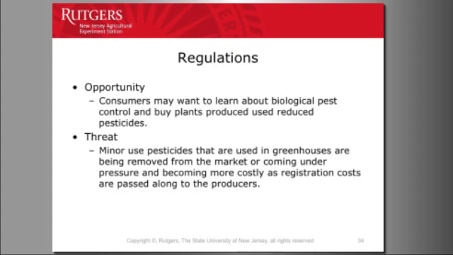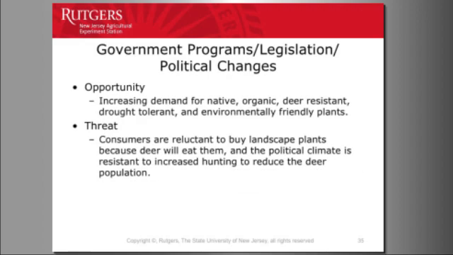In terms of regulations, an opportunity, customers may want to learn about biological pest control and buy plants that use less pesticides. A threat, as you know if you've been in the business, minor use pesticides are being removed from the market and are coming under pressure and becoming harder to buy and harder to register as these costs are being passed along to the consumers. So we're sort of forced to go sustainable or predators and things like that we'll talk about with other speakers.